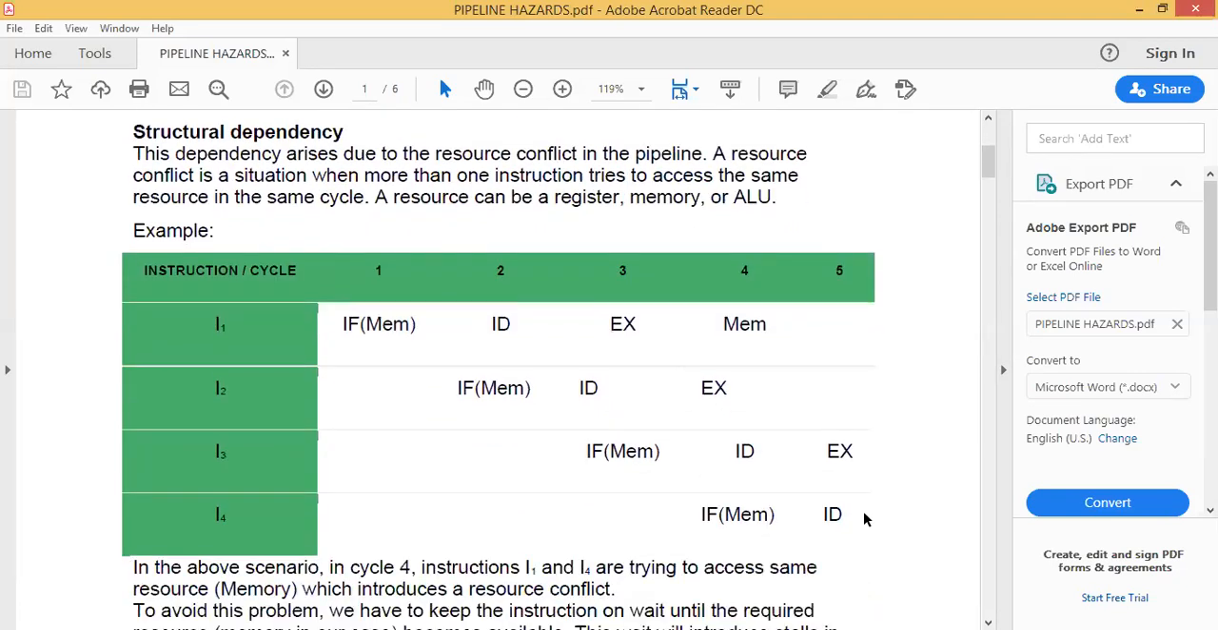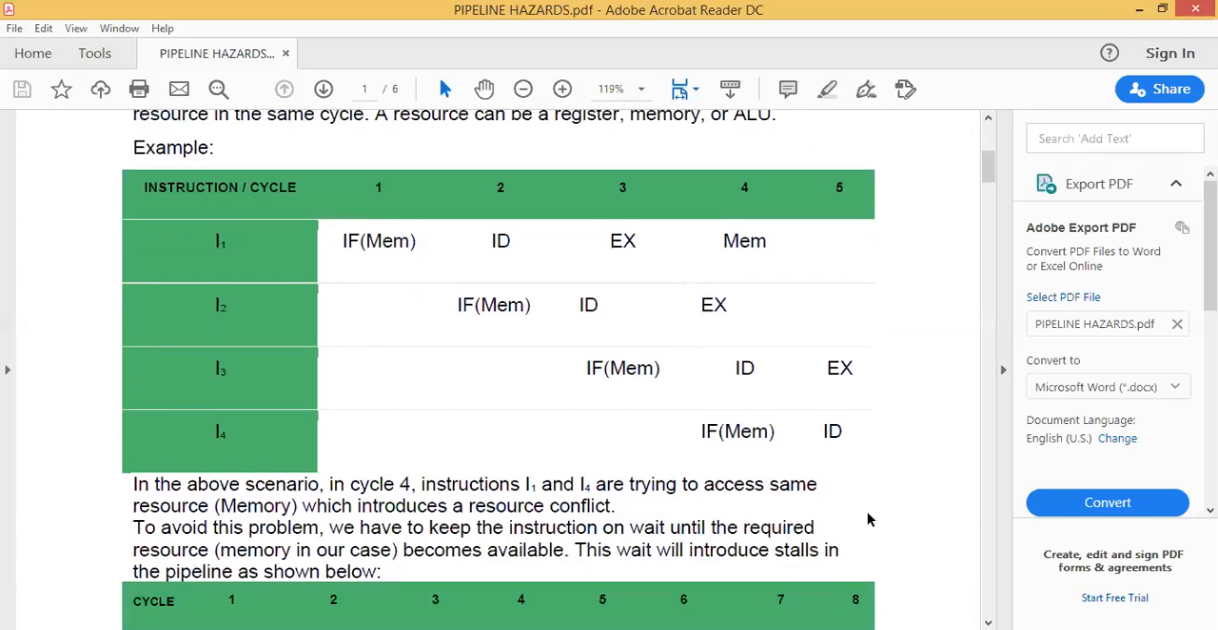Here, four instructions are performing their instruction cycle. In the case of the first instruction, instruction fetch, then instruction decode, then execute, then store in memory. You can see in the above scenario, in the fourth cycle, instructions I1 and I4 are trying to access the same resource, memory, which introduces a resource conflict.